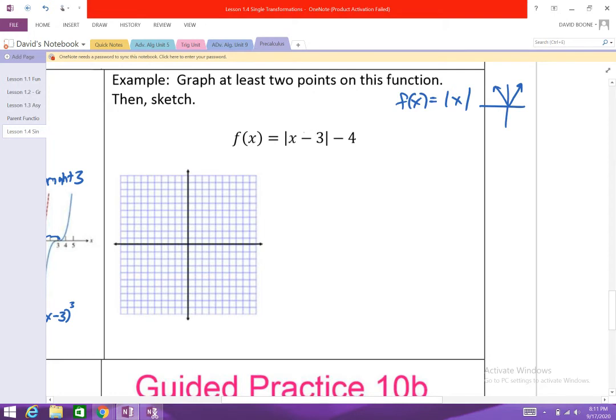Well, when I look here, this is inside the parentheses with the x. So again, think opposite. This is moving it right 3. This one's outside the parentheses, away from the x, so it moves it up or down, and it does it as you see it. So this would actually be -4, so that moves it down 4. Okay, so I'm just going to take that original origin point, that vertex, and move it to the right 3 and down 4.